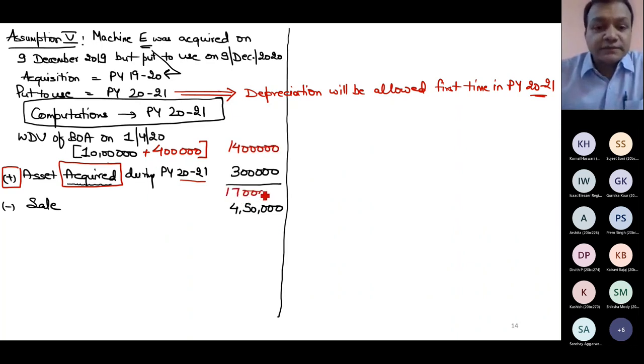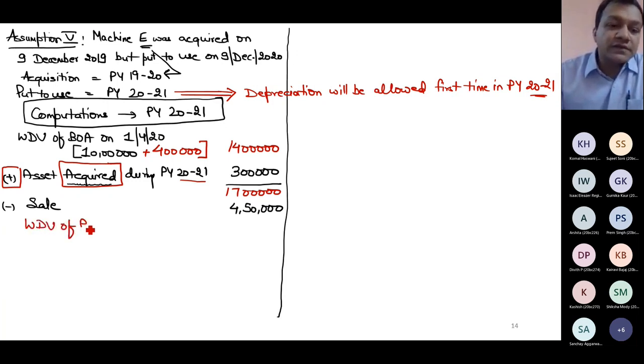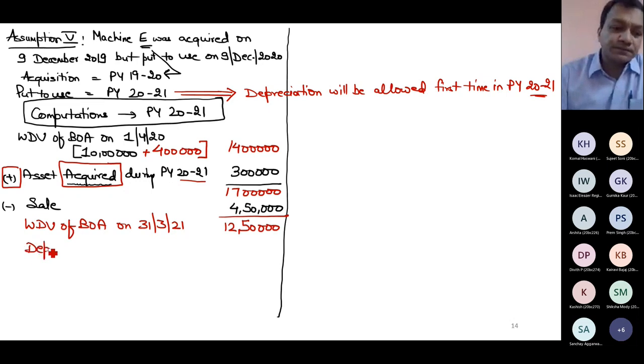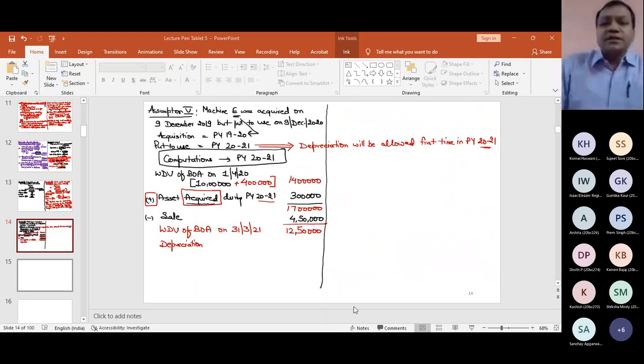Total 17 lakh. Less sale. This is my WDV of the block of asset on 31/3/2021. How much? 12,50,000. Now, please raise your hand if till this point there is no problem. Please raise your hand if you have understood the presentation of those assets when the acquisition year is different from the year in which it is put to use. I cannot add that value in the acquired assets, so I will make it a part of opening WDV.